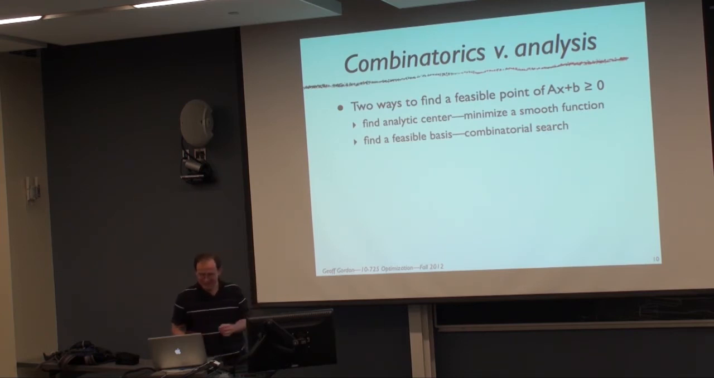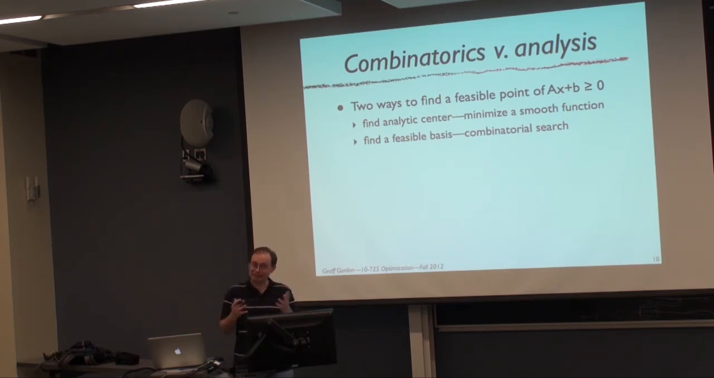All right, so modulo a couple of missing steps, we have the containment, and so what does that tell us? It tells us that there's two very different ways to find a feasible point of your set of linear inequalities. One is what we talked about a bunch of lectures ago. We find a feasible basis, which is a combinatorial search, right? And the other is to find an analytic center, what we just talked about, by minimizing a smooth function, right? And in fact, it's a really smooth function. It's infinitely differentiable everywhere inside the feasible region.